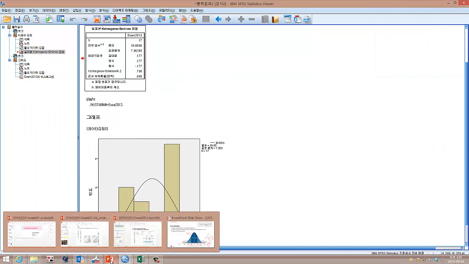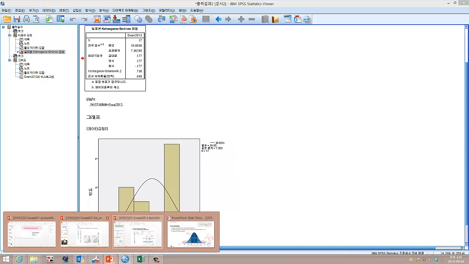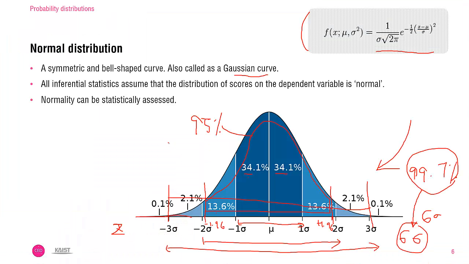Okay, so you don't need to worry about whether your data are fitting to normal distribution. These kinds of normality tests are very robust to quite poor data. So usually we can easily assume that the scores we collect, or the data we collect, are fitting to the normal distribution. Okay, let's go back to the slides.